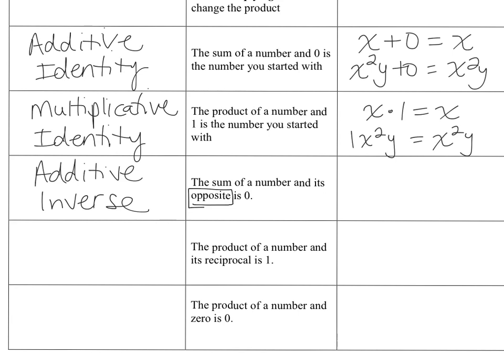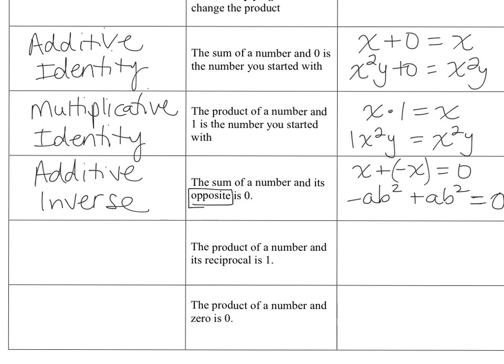That's true for variables as well. I could say x plus negative x, because those two numbers are opposites of each other, that's going to result in 0. That's true for, I could use lots of variables. I could say negative ab squared plus ab squared, because both of those are opposites. They're going to cancel each other out, and the result will be 0. That's called the additive inverse property.